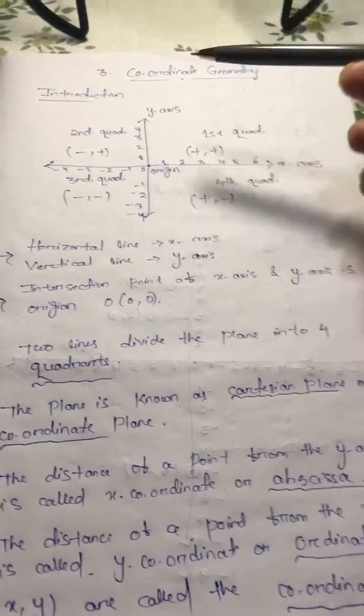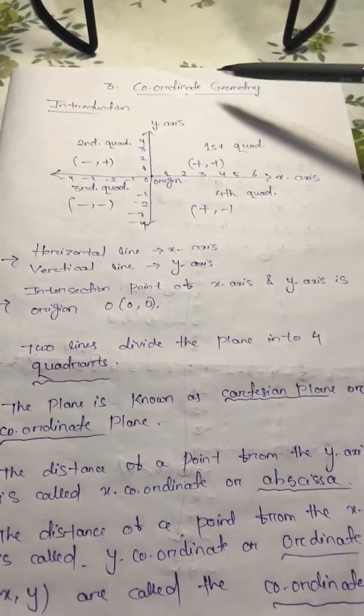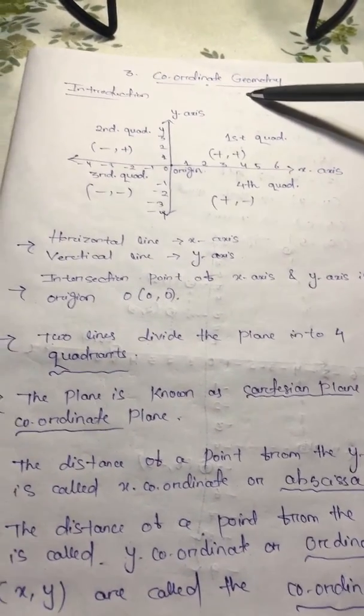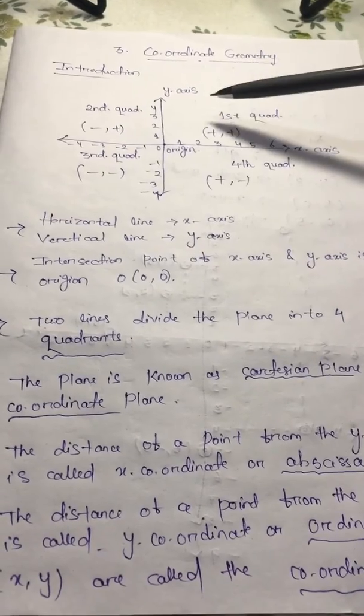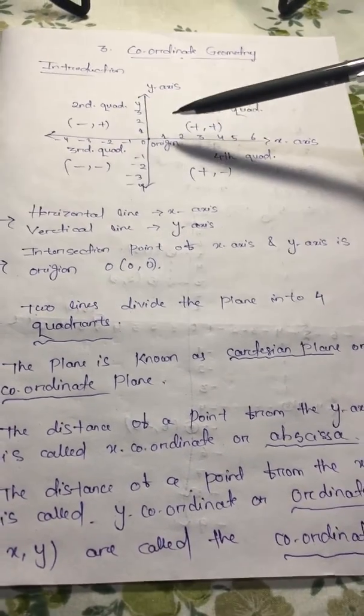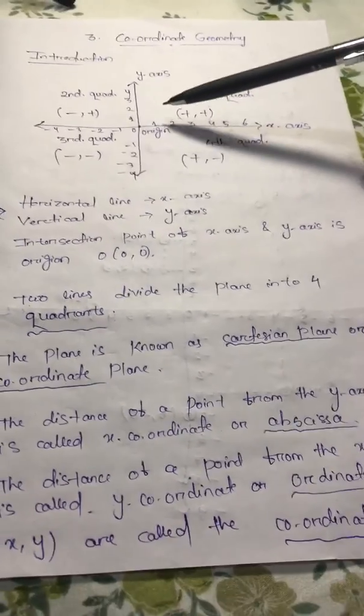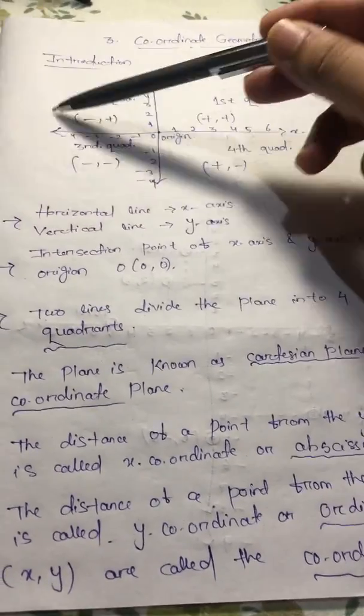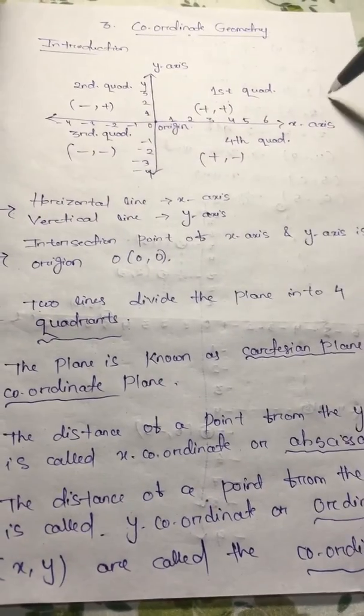So good evening students. Today we'll start chapter number 3, coordinate geometry. This chapter was in class 8, where you used to find the quadrants where the numbers lie, where you have to find x and y. So, the introduction part. This plane will be known as your Cartesian plane.